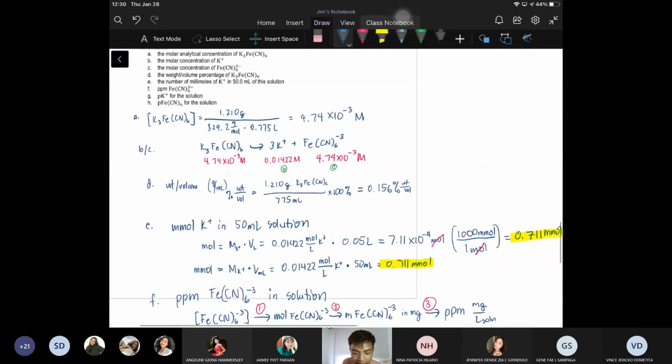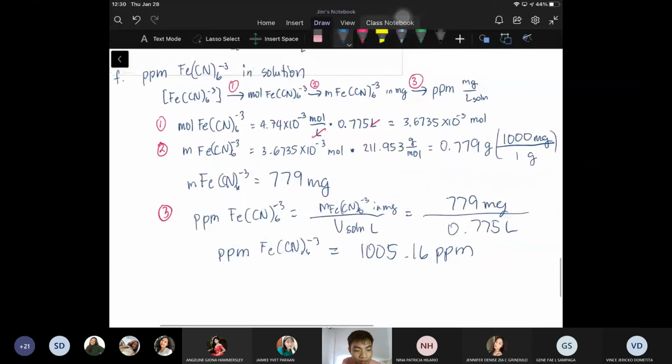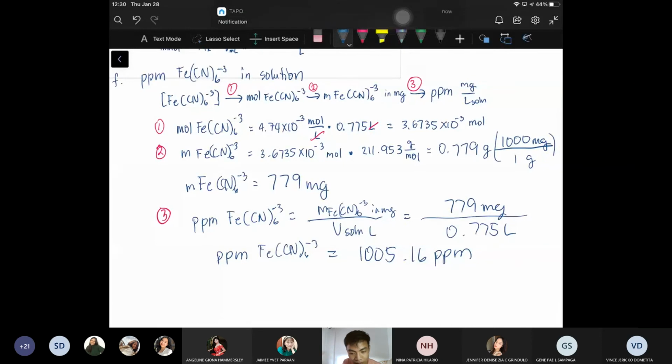Ang daming nangyayari. Okay, so yan. So, tapos na tayo sa F na. So, basically, to convert your concentration to ppm, ang gagawin nyo ay kunin nyo muna yung moles ng concentration na yon, given yung volume. Then, yung mole na yon, i-convert nyo to mass, then to milligrams. No? Then, finally, yung milligram ng solute nyo, i-divide nyo sa volume ng solution in liters, you will get the ppm. So, ito yung steps na yon. Okay? So, yan yung lahat.